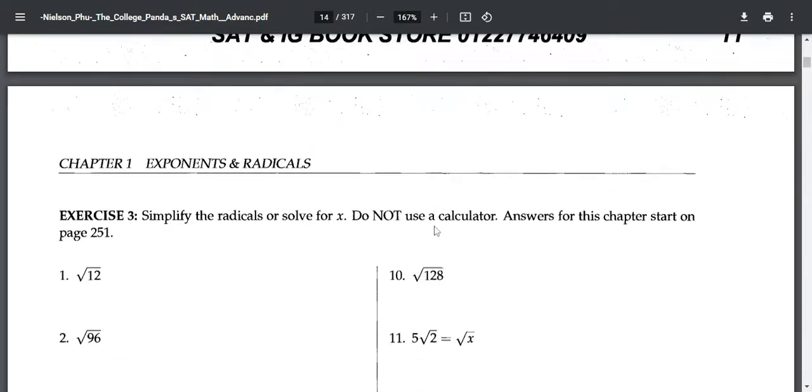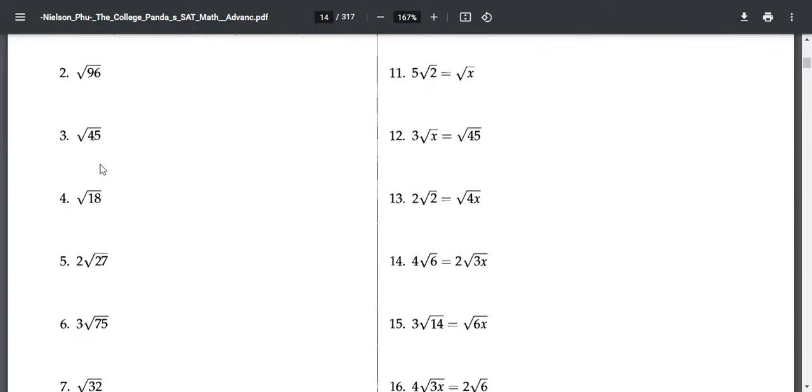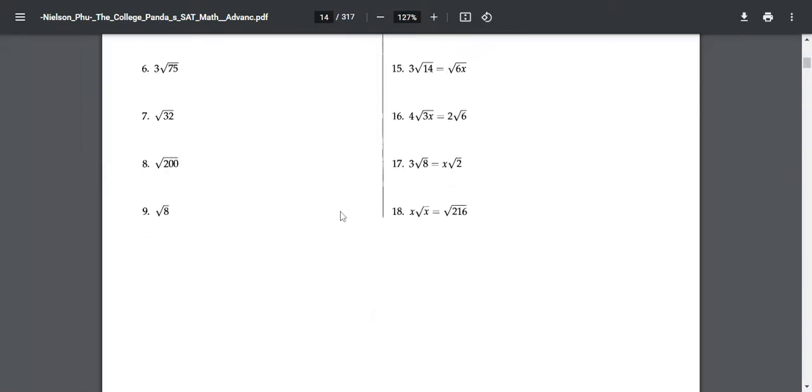Now this is exercise number 3. I will put the link of this book, College Panda SAT Math, in the description. You can try it at home, and do not use a calculator for this chapter. The answers of this exercise are on page number 251. You can easily solve this exercise at home, and you can validate your answers. I will put the link of this book in the description.